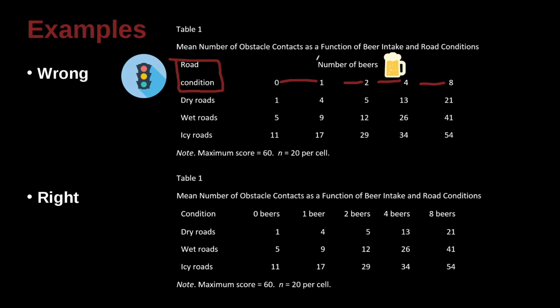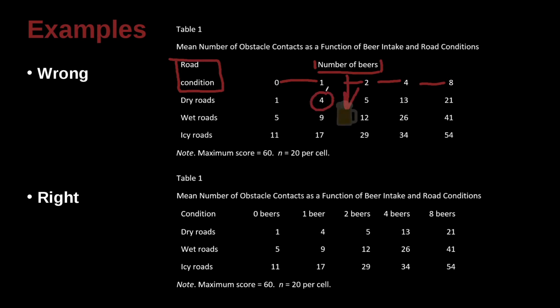But the problem here is that if this was the heading of a column, it should be telling us what's going down here. But actually that's not true, because these numbers are not beers. These numbers are obstacles hit, a mean number of obstacles contacted. This is getting very confusing. So I think this user tried to put a heading on here to cover all of these numbers, but that didn't make much sense. Let's look at a different example down here.